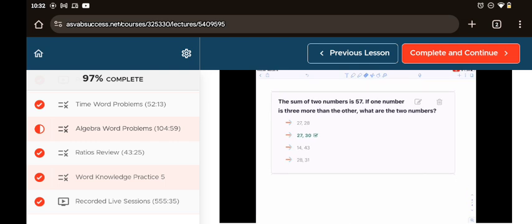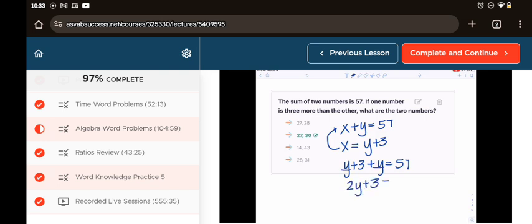All right. Okay, next question. It says, the sum of two numbers is 57, so x plus y equals 57. One number is 3 more than the other. What are the two numbers? Okay, so we can replace, once again here, y plus 3 plus y equals 57. If you notice, we replace this x in here with y plus 3.